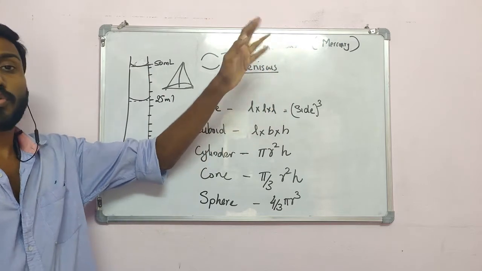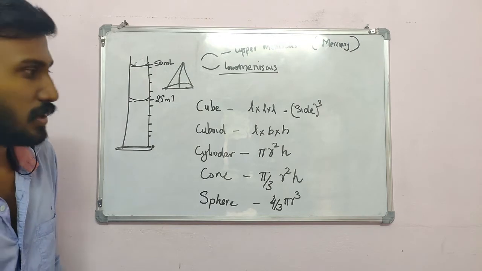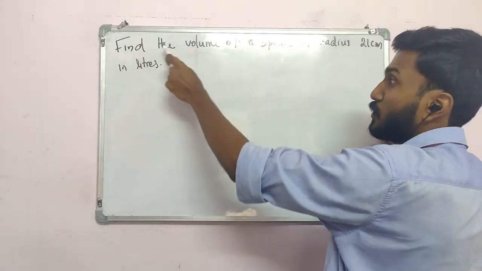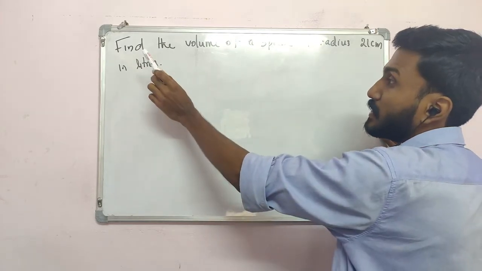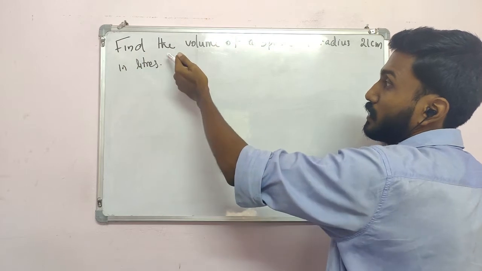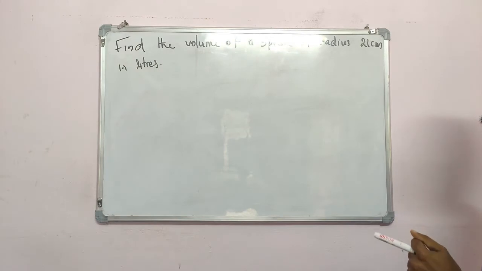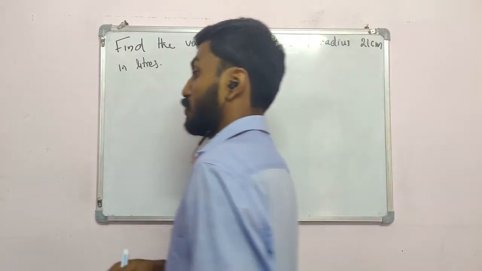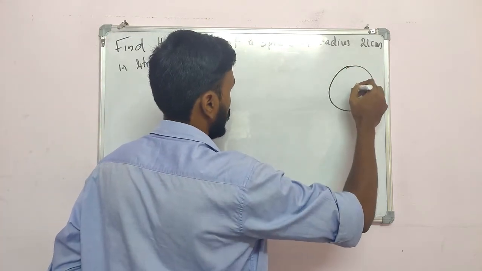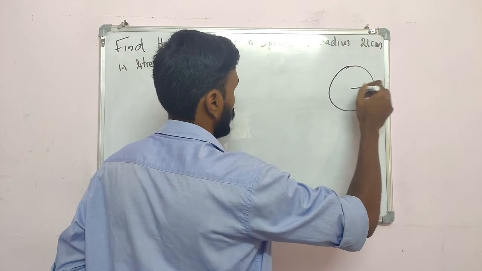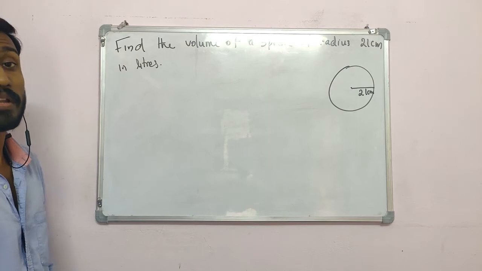So നമുക്കൊരു ന്യൂമറിക്കൽ പ്രോബ്ലം ചെയ്ത് നോക്കാം ഇതുമായിട്ട് റിലേറ്റ് ചെയ്ത്, അപ്പോൾ നമുക്ക് കുറച്ചുകൂടി എളുപ്പത്തിൽ മനസ്സിലാക്കാം. Clear? The question is, find the volume of a sphere of radius 21 cm in liters. അതായത് 21 സെന്റിമീറ്റർ റേഡിയസ് ഉള്ള ഒരു സ്ഫിയർ ഉണ്ട്. സെന്റർ മുതൽ എഡ്ജ് വരെയുള്ള ഡിസ്റ്റൻസ് 21 സെന്റിമീറ്റർ ആണെങ്കിൽ ആ സ്ഫിയറിന്റെ വോളിയം ലിറ്റേഴ്സിൽ കണ്ടുപിടിക്കണം.